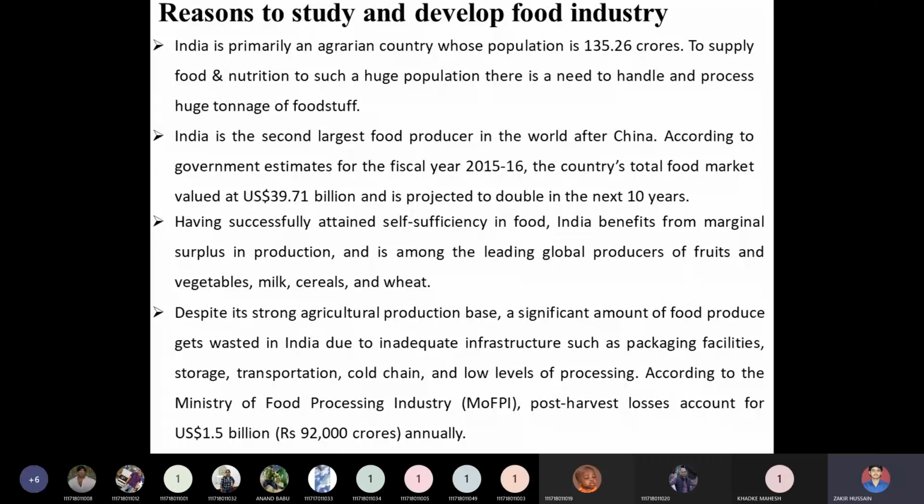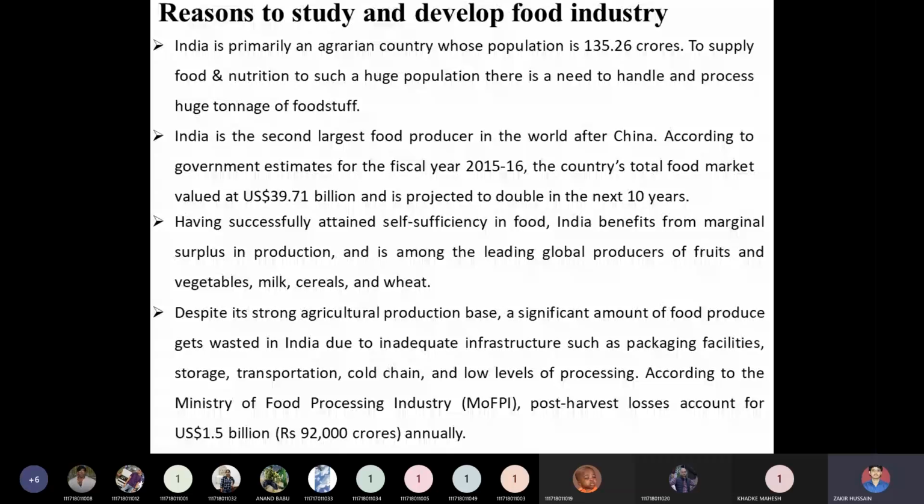Around 1 lakh crores annually means it's a huge amount. We are wasting such a huge amount of money as well as a huge amount of natural agricultural products. So we don't have to waste this much. So we have to study the food industry. We have to develop the food industry. We have to invest more in the food industry.